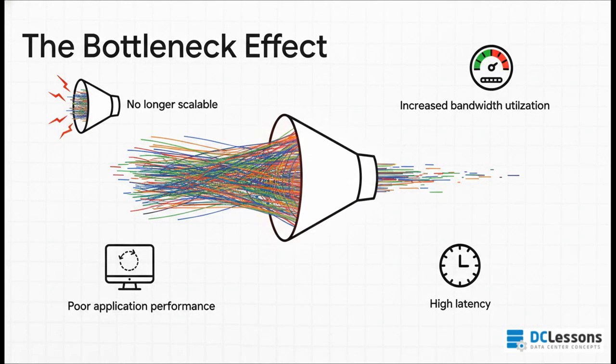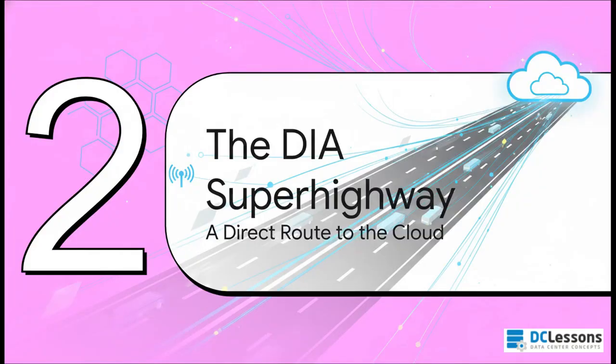And the effect of this bottleneck is brutal. You're wasting expensive private network bandwidth on traffic that's just going to the public internet. You're introducing a ton of latency, which is what makes applications feel so slow. The bottom line is you get a terrible user experience and a model that just doesn't work in a world that relies on the cloud. It just doesn't scale.